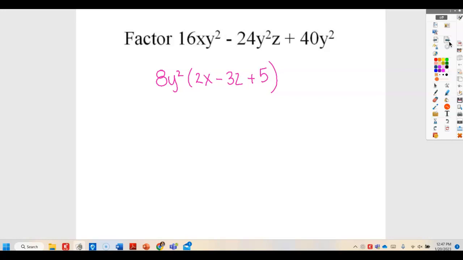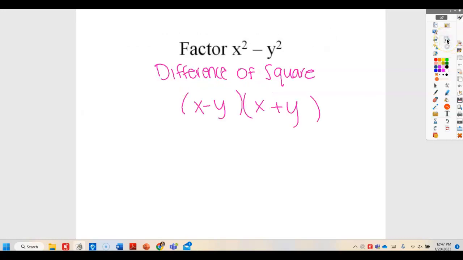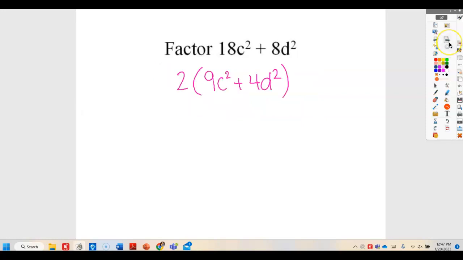Number 3 is not prime. Number 3 is a difference of squares. It is x minus y, x plus y. Whoa, wait, calm down there. Great. And number 4 is not a difference of squares.